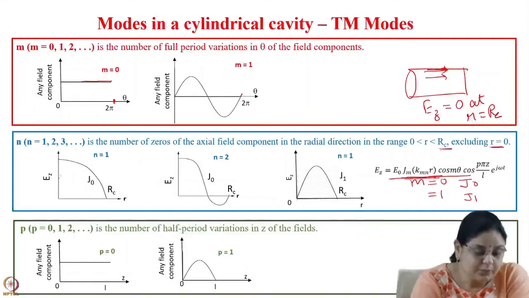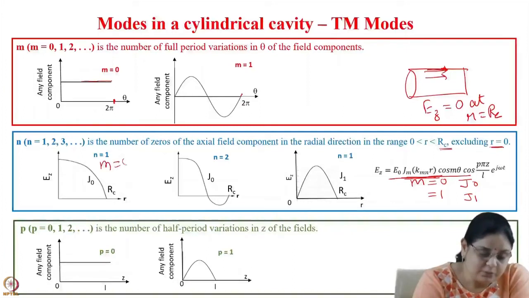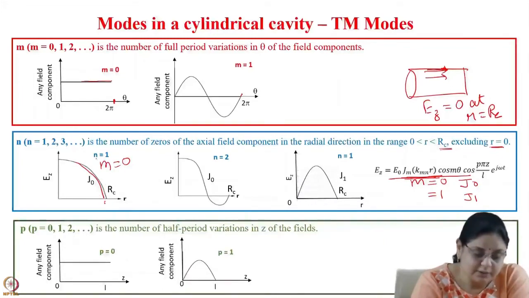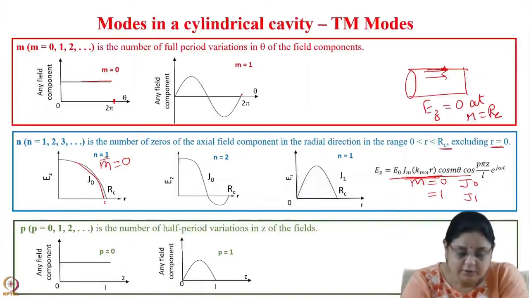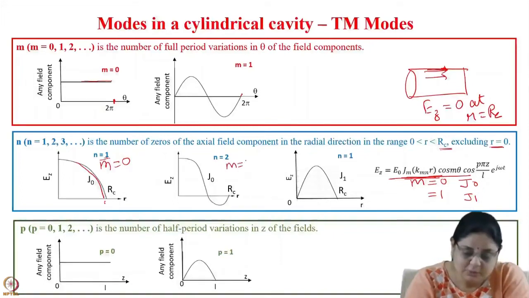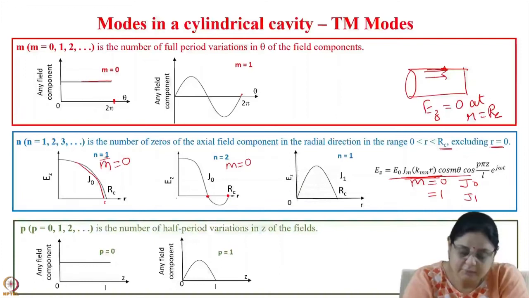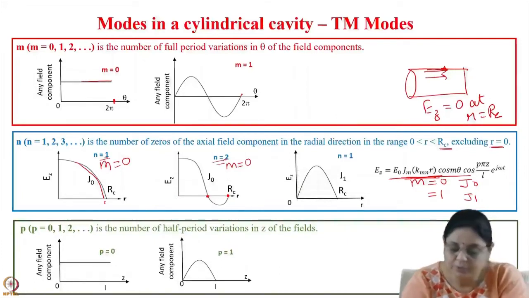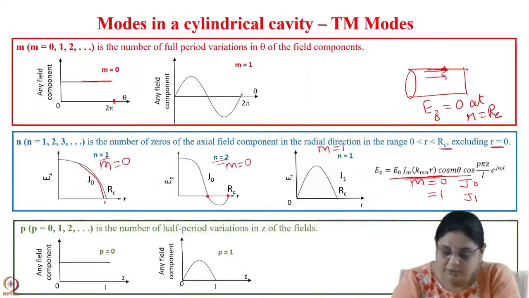So here you can see the variation in the R direction. Here M is equal to 0, so we are seeing the variation of J0, and it goes to 0 once at R equal to RC. So this denotes N equal to 1. Similarly, here again M is equal to 0, and J0 goes to 0 two times, or in other words, EZ goes to 0 two times from 0 to RC. So here N is equal to 2. Now in this case, M is equal to 1, so we see the variation of J1. J1 goes to 0 twice, but by definition, we should not count the 0 at R equal to 0. So this is still N equal to 1.